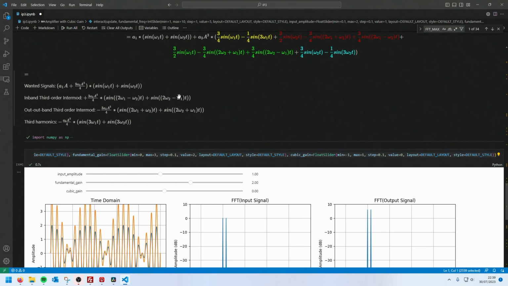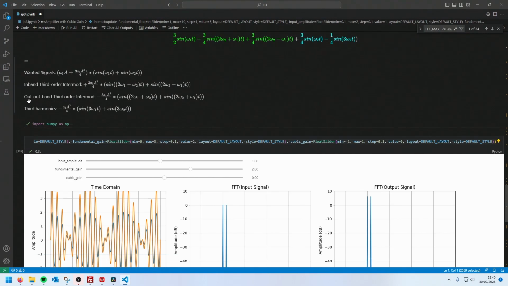You then get these terms here, and these are in-band third-order intermod. Third order because they're related to the input cubed. And the reason these are a pain is the frequency they're at. You can see here we've got 2 omega 1 minus omega 2 and 2 omega 2 minus omega 1. Well, given that omega 1 and omega 2 are roughly the same if they're both components of our wanted signal, this is going to have a frequency that's very close to where omega 1 and omega 2 are.